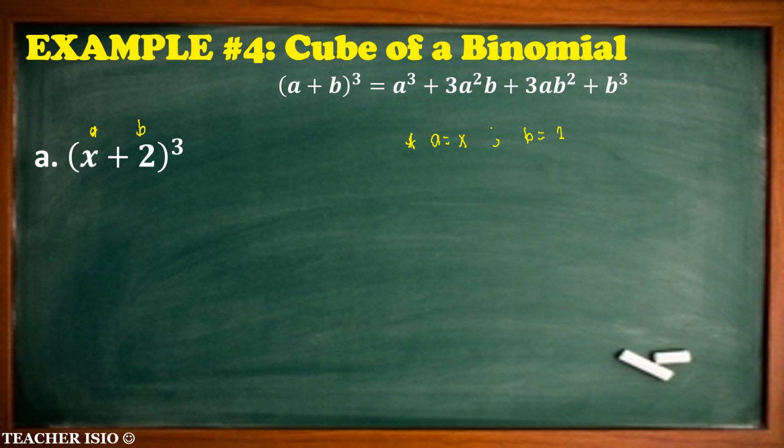So using this formula, we have a cubed plus 3a squared b plus 3ab squared plus b cubed. We can easily find the product of this binomial, or we can easily find the cube of this binomial. Okay, so hanapin na natin. So we have a cube.